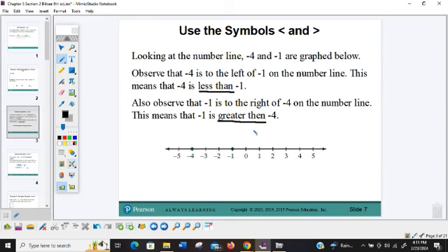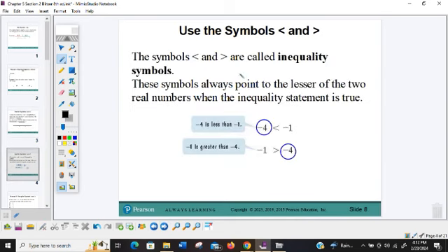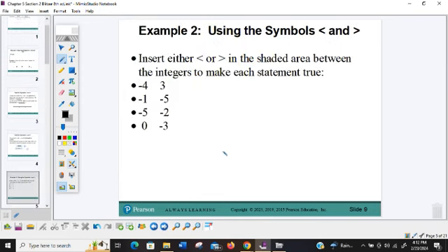One thing to remember is the arrow always points to the smaller. So when we look at this one, -4 is smaller, so the arrow would point to that. This is called an inequality symbol, and this stands for less than. This one is greater than. -1 is greater than -4. The arrow points to the lesser number, the one that's on the left.